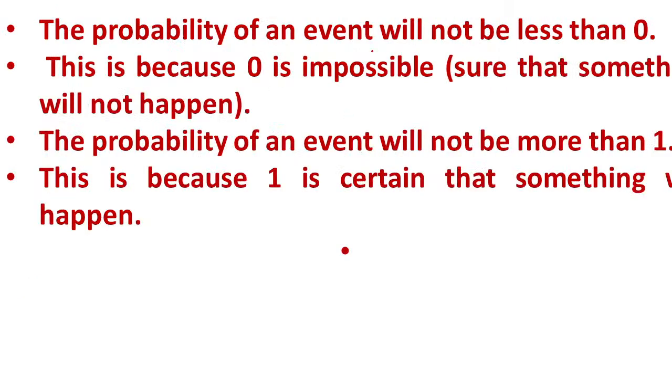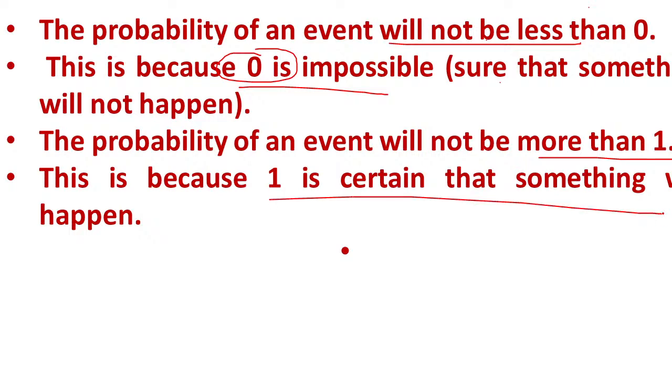Yes, the probability of an event will not be less than 0, because 0 is impossible, because something is sure to happen. The probability of an event will not be less than 0 because something is going to happen, and it will not be more than 1 also because 1 is certain that something will happen.